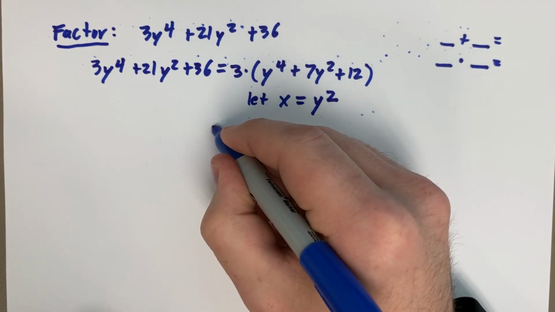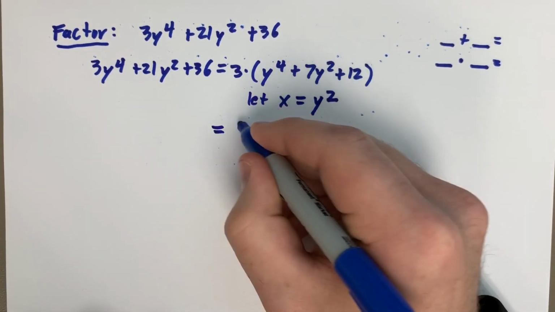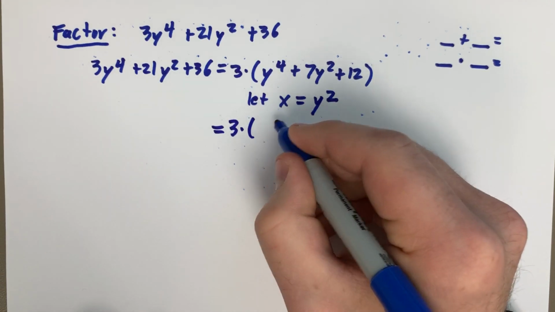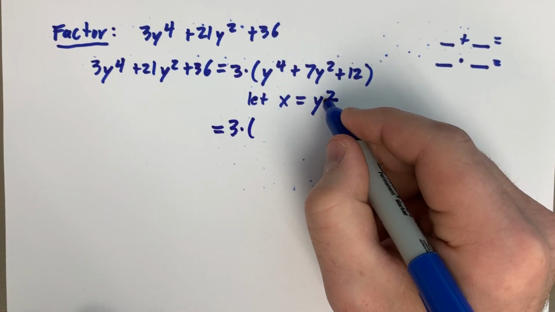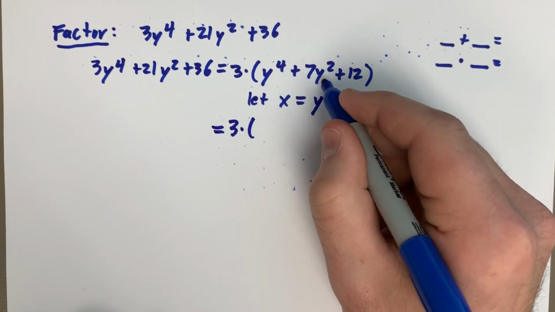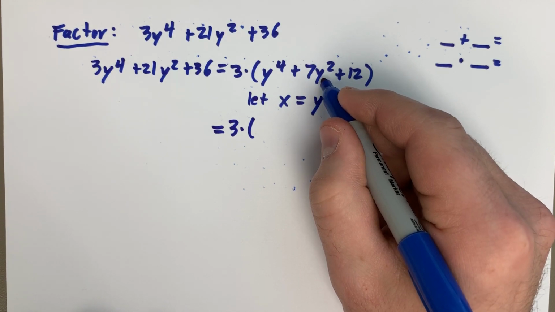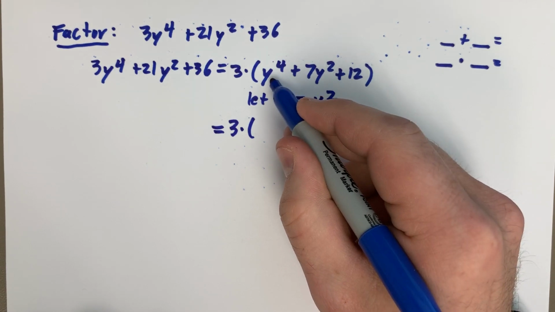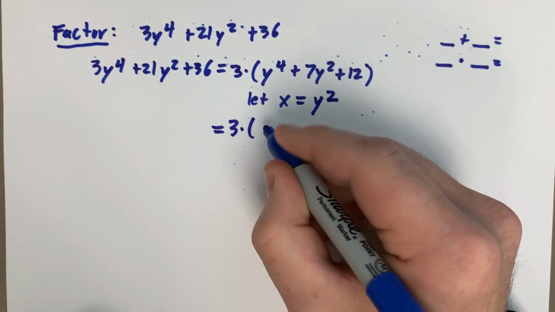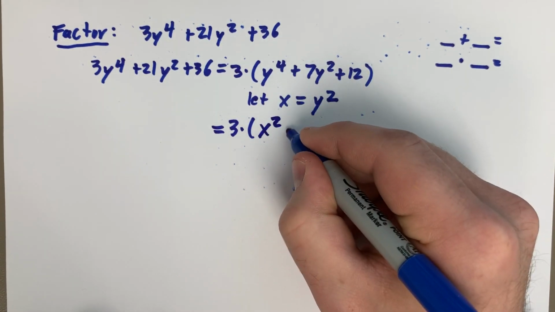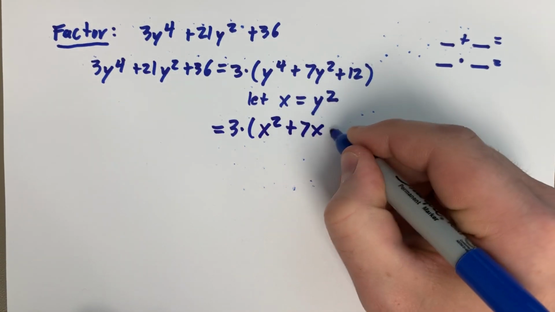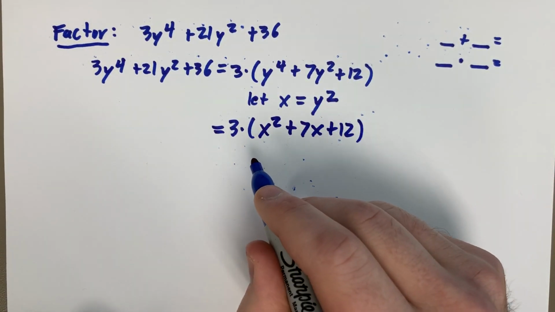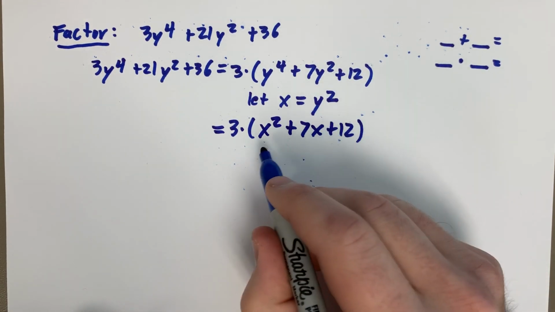And then this is going to be equal to 3, carrying along the 3, just so we stay consistent. And then every place I see a y squared, I'm going to replace it with an x. So I have a y squared here, I'll replace that with an x. But this is a y squared squared. So that becomes x squared plus 7x plus 12. Okay, so now we have a good substitution in hand.